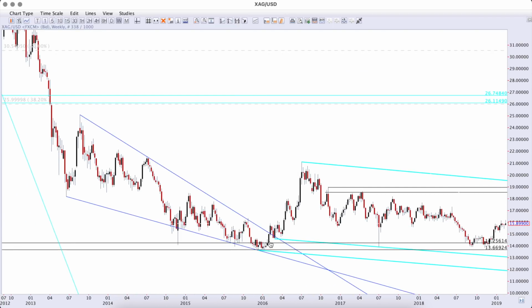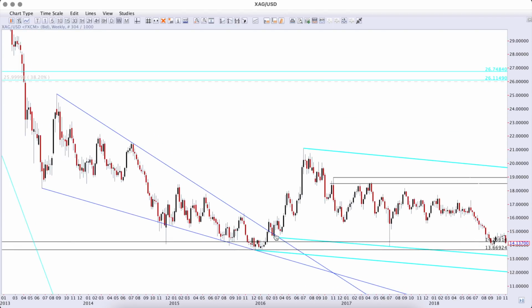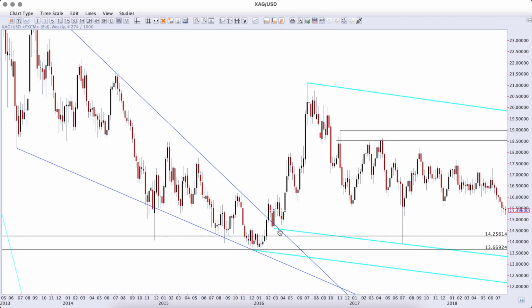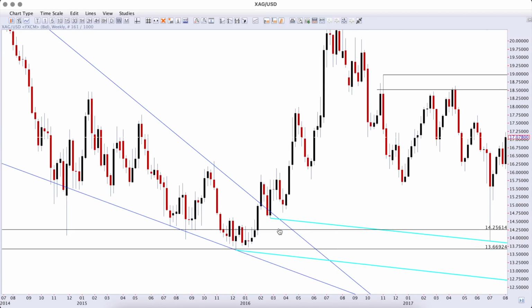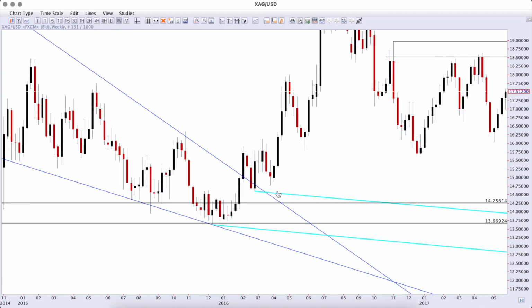But actually, if we pause and zoom into the price action right after the breakout, look at this. Here's that 3-year downtrend, the final part of the downtrend in silver. February of 2016. Here's the breakout. Now remember, these are weekly candlesticks. So look at what happened after the actual breakout.